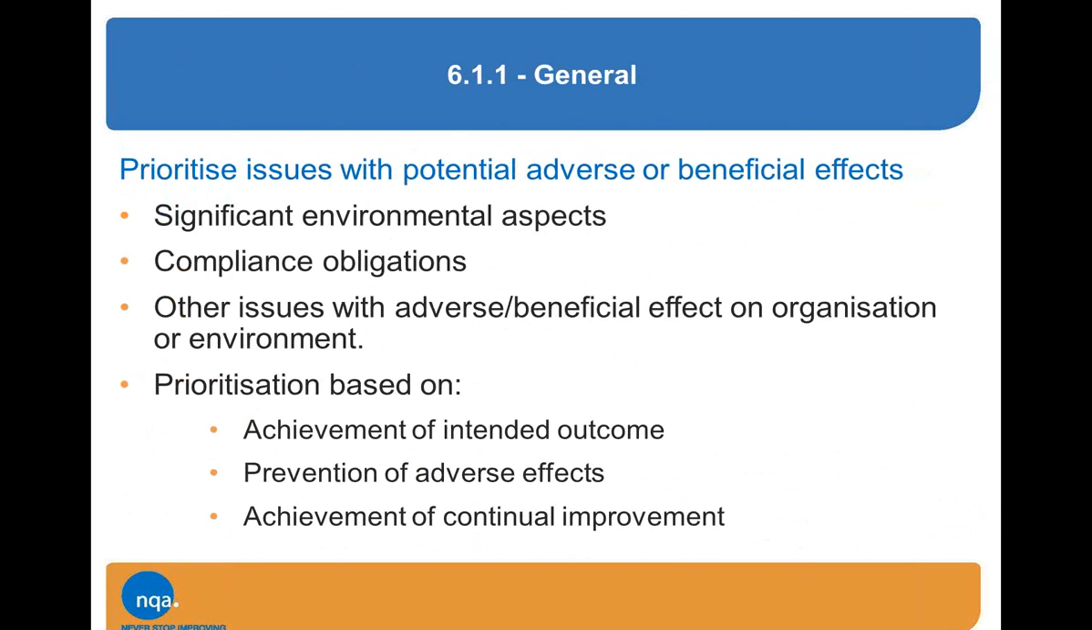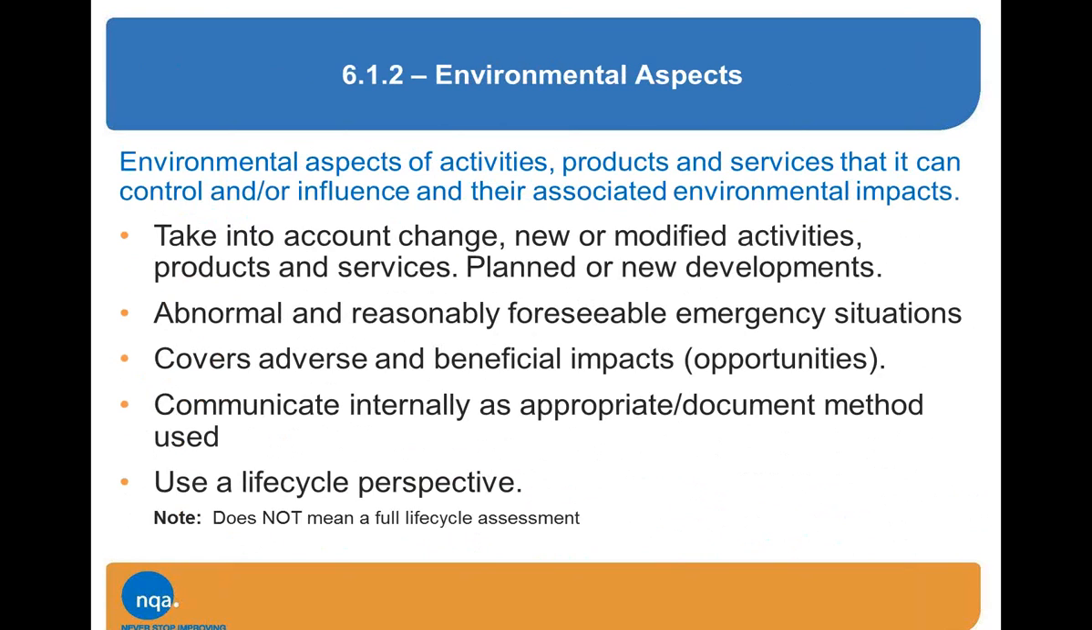Some companies are taking advantage of climate change and see that as an operating opportunity. There's a new niche area that they can work in. So that's maybe something to think about. But the prioritisation is based on, how is it to achieve the intended outcome? How is it going to contribute to our intended outcome? How can we prevent adverse effects, and how is this going to help us achieve continual improvement?